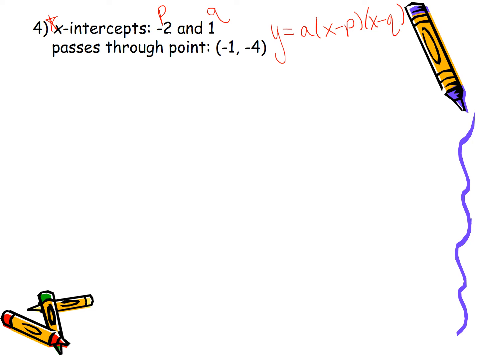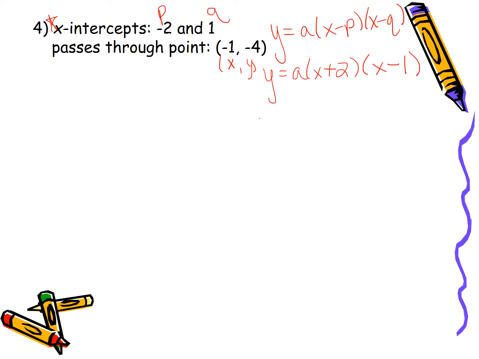Well, let's plug in p and q into our equation. So we have y is equal to a times x minus a negative 2, because that's what p was, so that changes to a positive 2, times x minus q, which is 1. So again, we were not given what the vertical stretch or shrink was, so we just have to plug in negative 1 for x and negative 4 for y from this ordered pair.